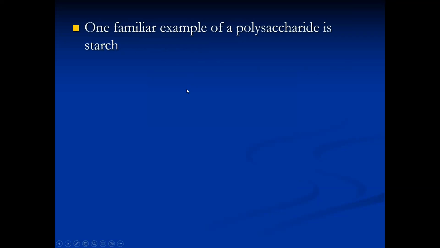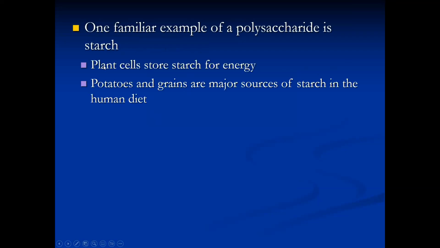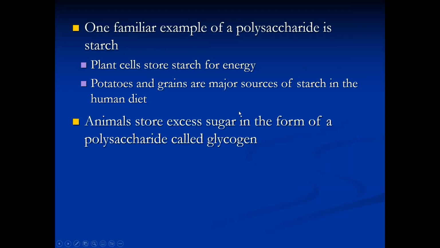One familiar example of a polysaccharide is starch. Plant cells store starch for energy. This is one of the main things they store. Most of the material that we get from plants is starch. Potatoes and grains are a major source of starch in the human diet.